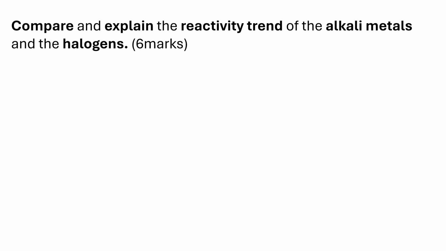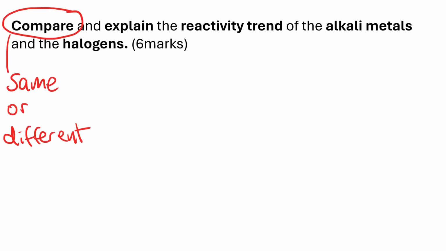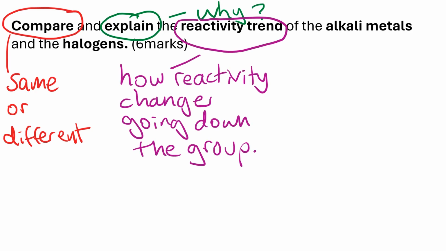So the exam question says, compare and explain the reactivity trend of the alkali metals and the halogens. So let's first of all look at the important words in this sentence. Compare means what's the same or different. Now explain is saying why something is that way or why something has happened. When questions talk about the reactivity trend, it's how the reactivity changes going down the group.